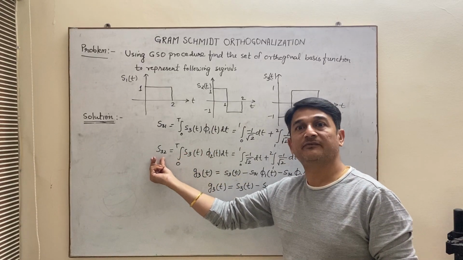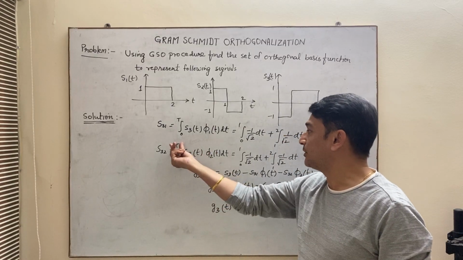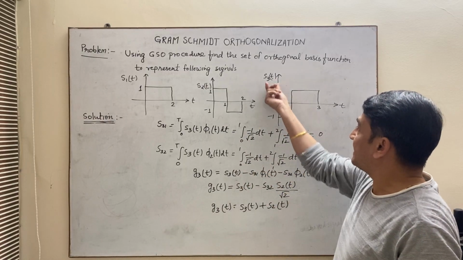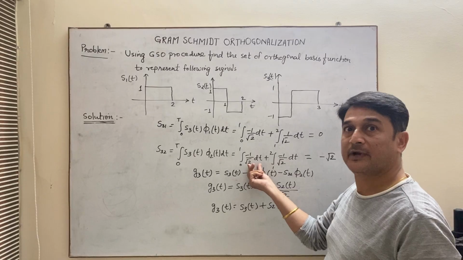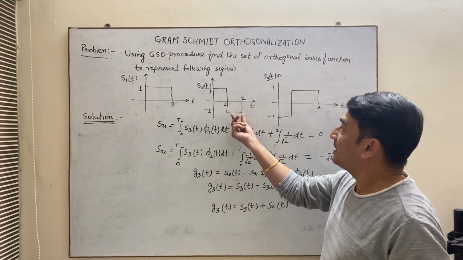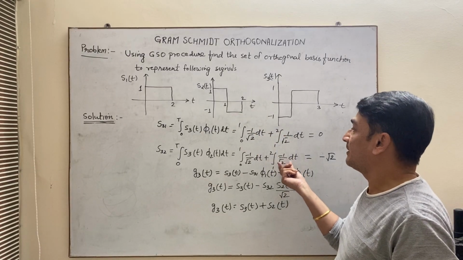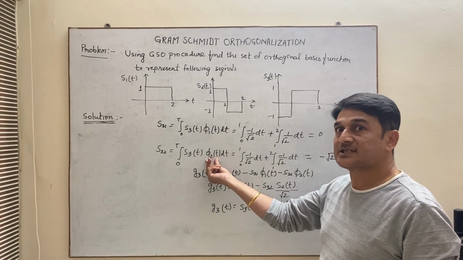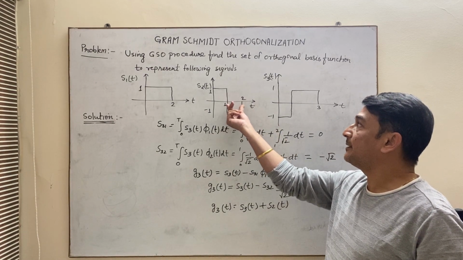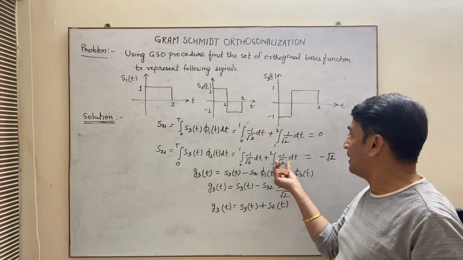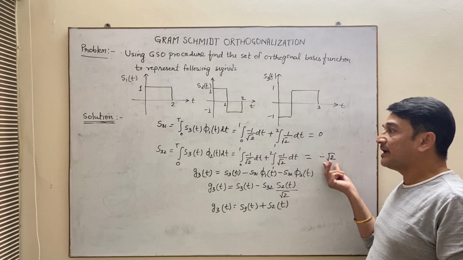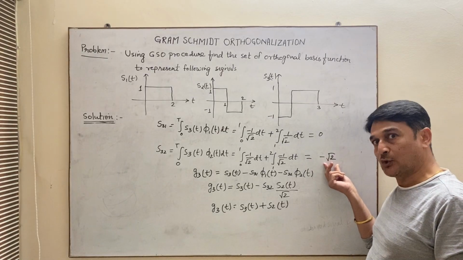Similarly, we will calculate the coefficient S32 within the limit 0 to T. Again, from 0 to 1, your function S3 is minus 1, so it will become minus 1 by root 2. And then from 1 to 2, your function S2 is minus 1, because it is corresponding to phi 2(t), so that is also minus 1 by root 2. So after calculating this, you will get the value of S32 as minus root 2.